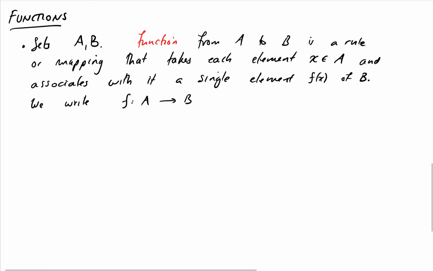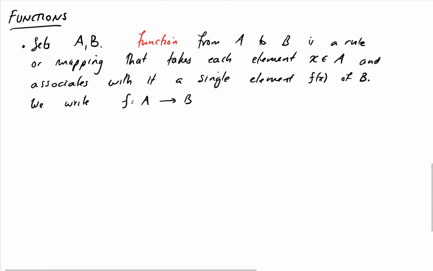Onwards and upwards. Next up on our list of revision items is functions. So we're going to look at a function taking elements from a set A and producing elements in a set B. And our definition is that a function is a rule or a mapping that takes each element from A, so it has to apply to anything in A, and associates with each of those elements a single element, f of x, of B. A little bit of notation, we write f takes A into B.